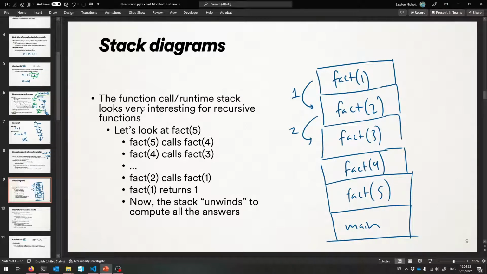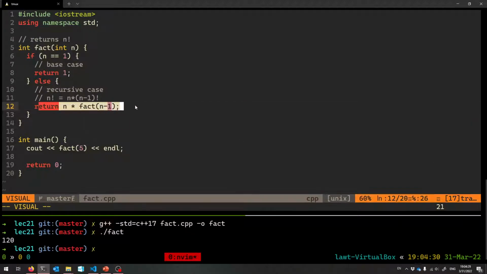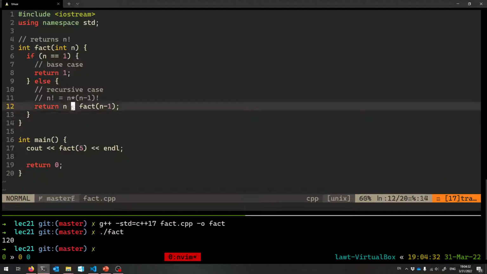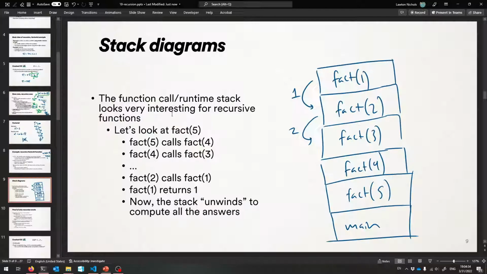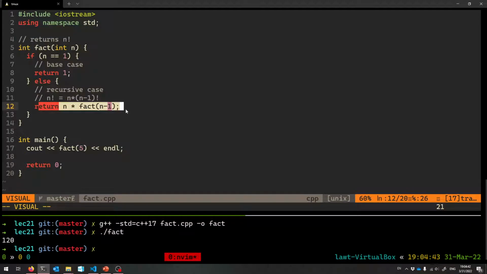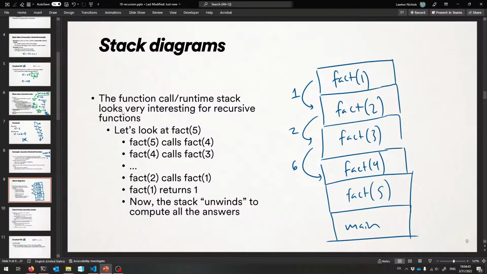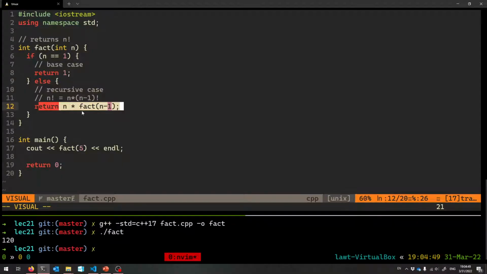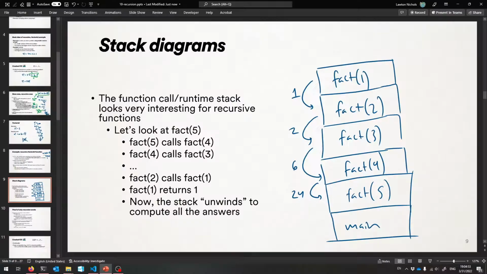Hey, do you see how this is working? And fact of 3, again, was waiting for fact of 2. It was waiting right here for fact of 2, with n being 3. So it multiplies its 3 by fact of 2 that it now has the answer for. It just got it back. And gives back 6 to whoever called it. And it was fact of 4 who was waiting on fact of 3 right here again to multiply its 4 by fact of 3 to give back 24. To whoever called it, which was fact of 5, which was waiting right here again to multiply its 5 by fact of 4. Okay? Finally got the answer.